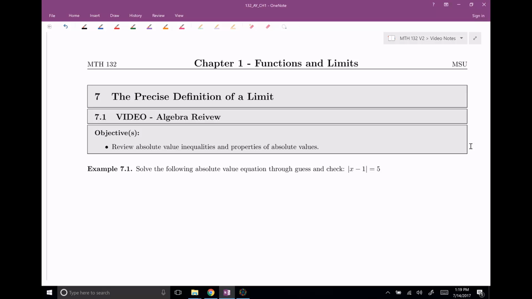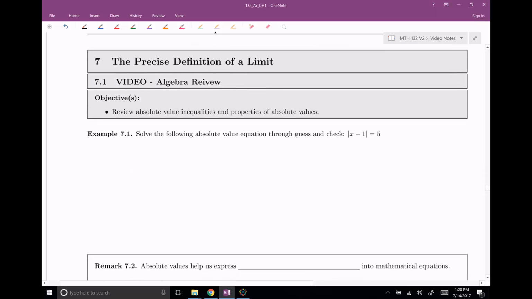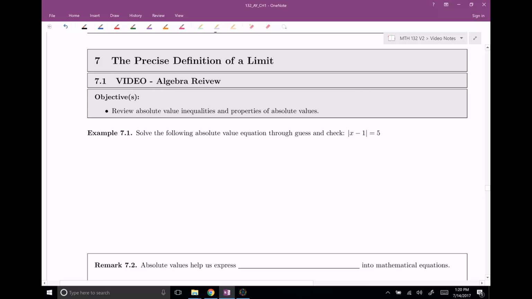So in order to do this, we're going to have a lot of absolute value statements. Absolute value equalities and inequalities are going to be everywhere. And so in order to get us prepared for that, I find that it's a good idea to do a little bit of algebra review, just to get those juices flowing again about how we manipulate these absolute value inequalities and equalities. So we're just going to review a little bit of algebra about absolute values.